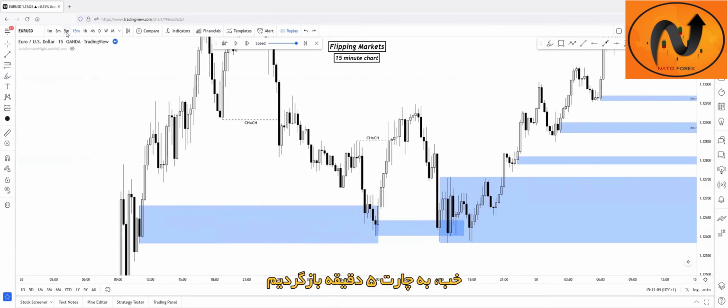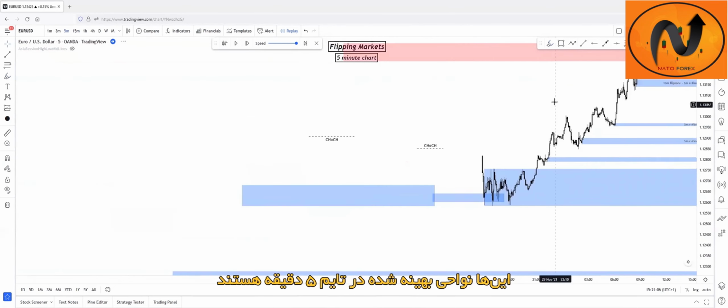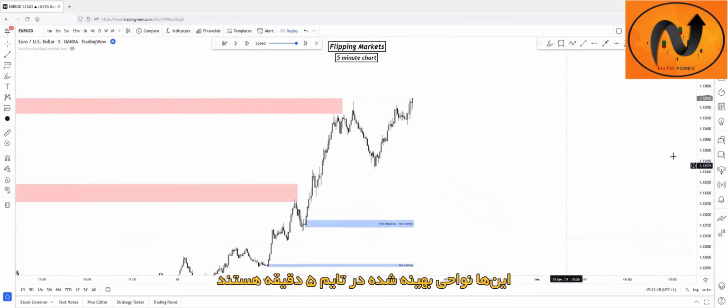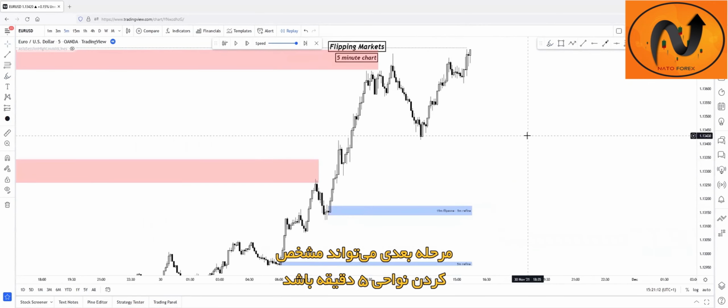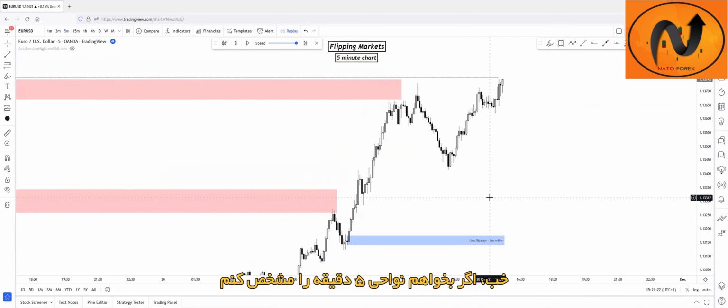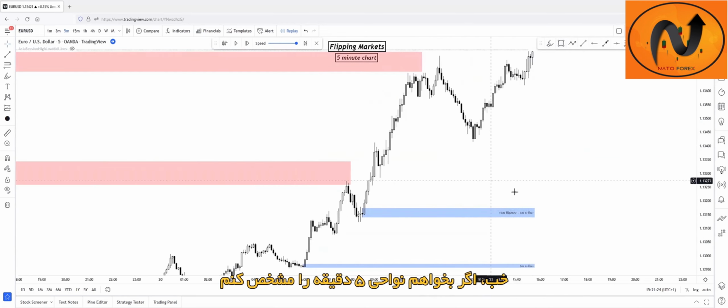So yeah, let's switch back to the 5-minute chart. So these are our refinements. These are all the 5-minute refinements. And the next step, actually you can mark more 5-minute zones out on the 5-minute chart that weren't there on the 15-minute chart. So if I'd like to, I can mark 5-minute zones out.